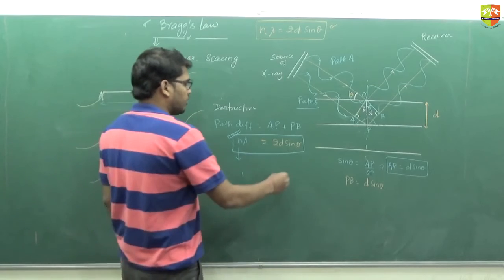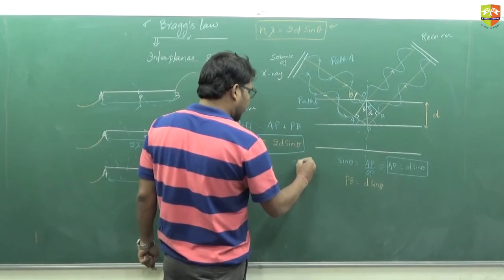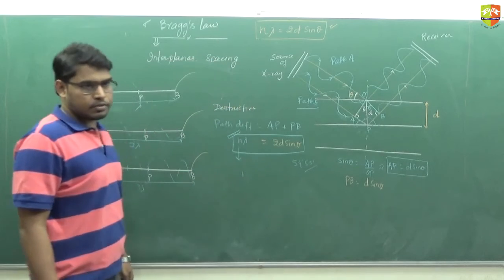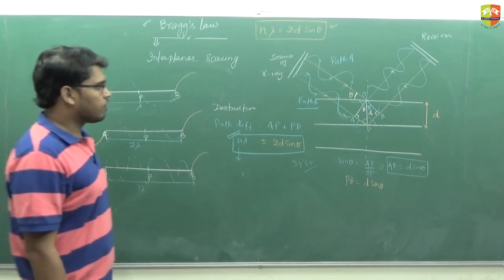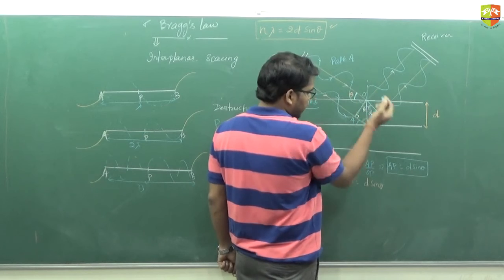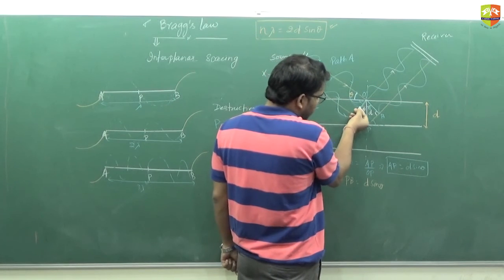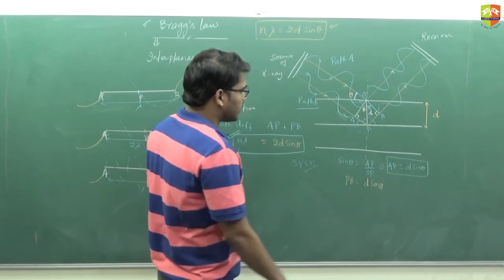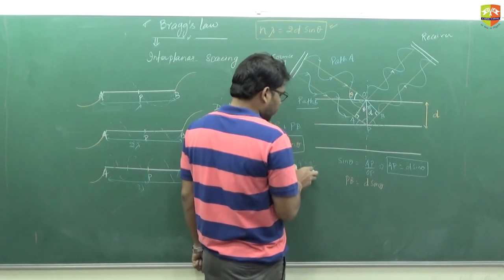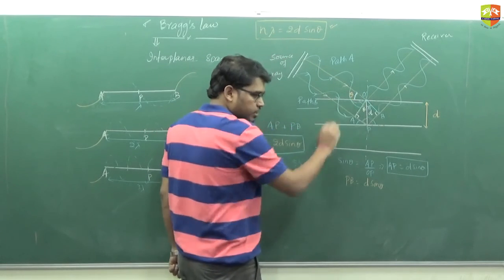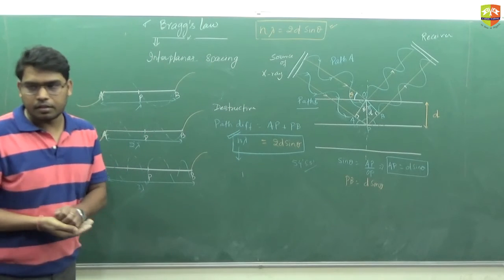Sine 54.5, like this they will also give the angle, but this value will be given in the question itself. Sine of 54.5 is this. You must take care of which theta we have taken. Theta is this. If they have given you this value, then the answer will be 90 minus theta that you have to take. Sometimes they'll give you this angle, theta is 54.5. So 90 minus this is the incident angle. Got it?